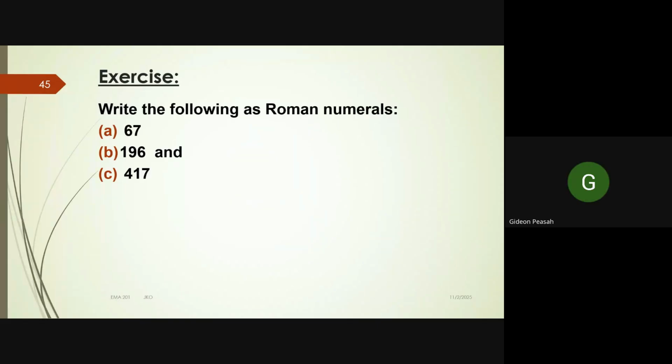For 67, the expansion is 60 plus 7. No. So tell us the answer. The Roman numerals. Okay. LXVII. LXVII. That is the 67. Okay. And then Abdullah Kwame, can you tell us the next one? 196. Abdullah Kwame. CXCVI. CXCVI. And then Stephen Ofori, can you tell us the next one? Stephen Ofori.